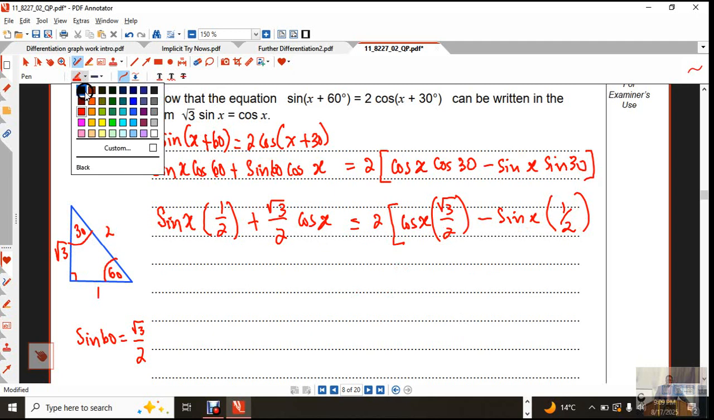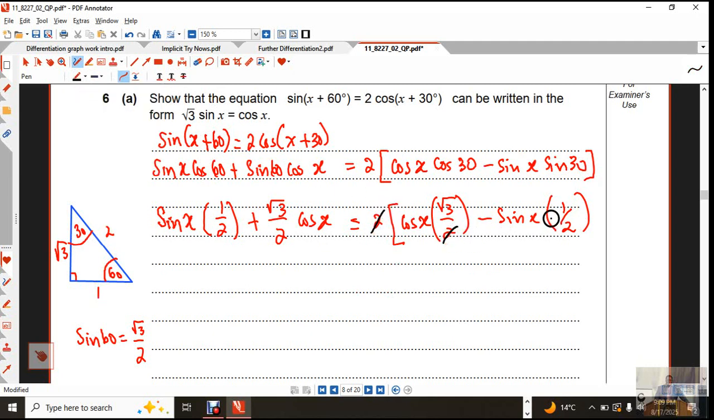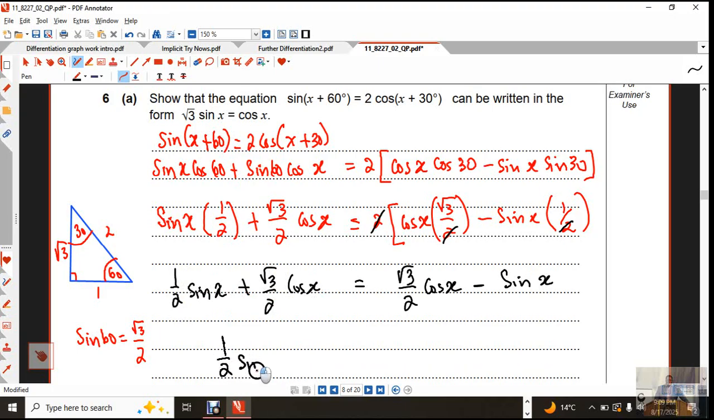Well, in this case, one can distribute this 2 and that one cancel. And obviously also with that, if I was to carry it out, that's what's going to happen. I'm going to have here root 3 over 2 cos of x minus sine of x. On this side, I'm going to have a half sine of x plus root 3 over 2 cos of x. Okay, they want it in that form, so let's get all the sines to one side. So half sine of x plus sine of x is going to be root 3 over 2 cos of x.